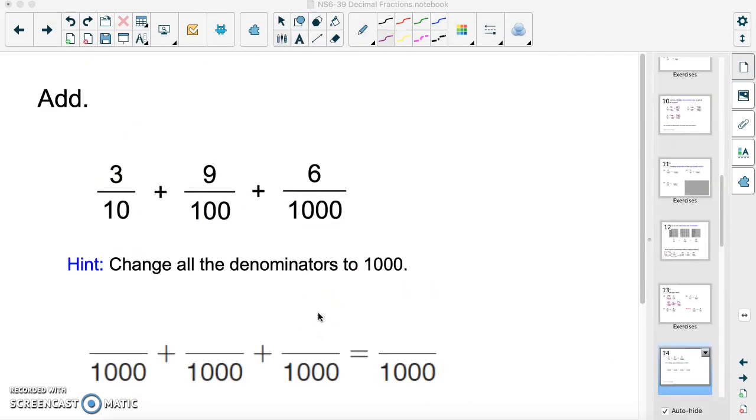So to make fractions easier to add, remember we need to change all the denominators to the largest power of 10. So in the question we're given here, we have 3/10 plus 9 hundredths plus 6 thousandths.